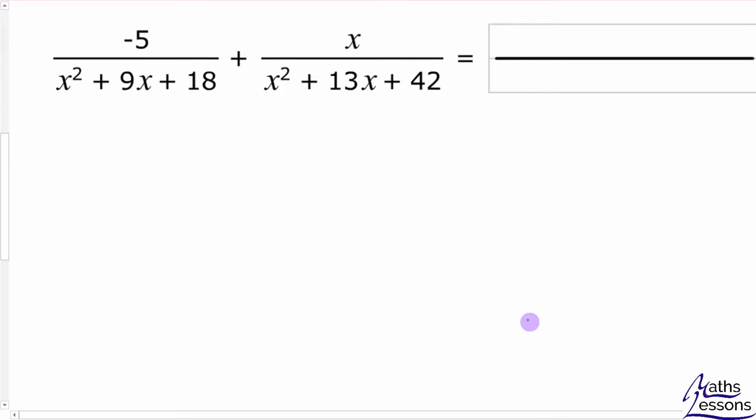Right, another 2 minutes, slightly more difficult factors to find. Off you go.